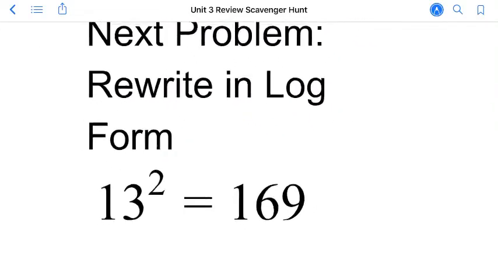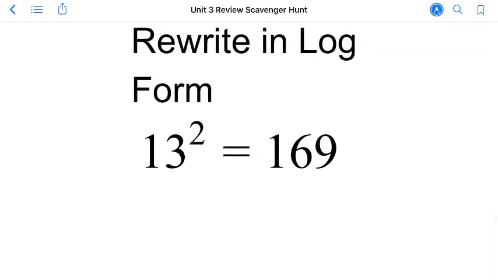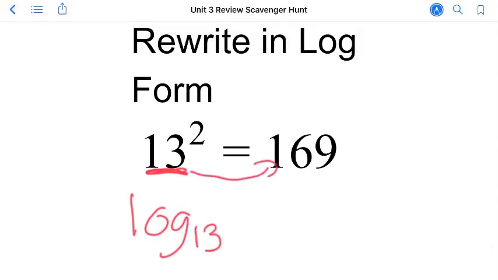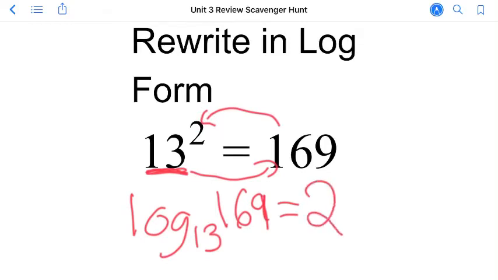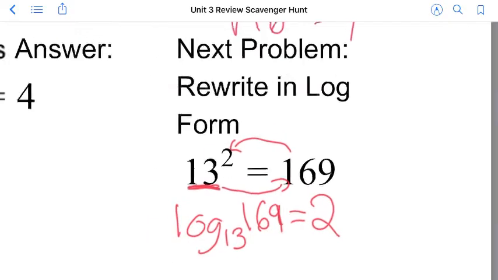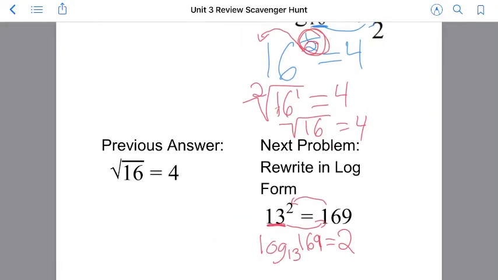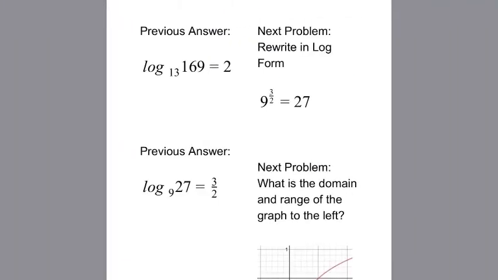So then we go to the next one, rewrite in log form. This one we start with the base of our exponent, which is going to be the base of our log, taking the log of whatever it equals. And then we're setting it equal to whatever our exponent is. And there is our form of the exponential that was given. So that would be the next one.